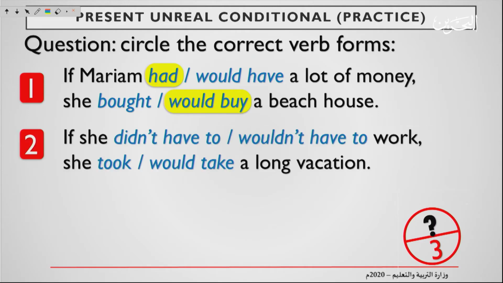All right. 2. If she didn't have to or wouldn't have to work, she took or would take a long vacation. Now you have 5 seconds to answer this. Okay, let's check the answer now. The first one is didn't have to. If she didn't have to. Right? The second one is would take. She would take a long vacation.